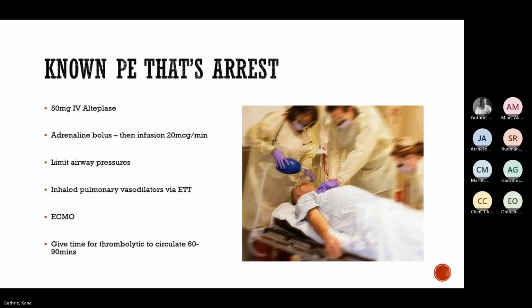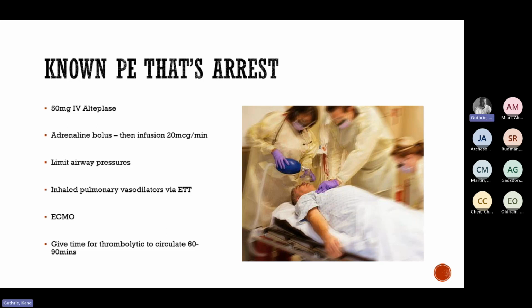Just finishing off, if you've got a patient in the department that you know has got a big PE that goes into cardiac arrest, this is an approach that some of the experts recommend. You give them a 50 milligram IV alteplase bolus if they haven't already been thrombolyzed. You give them an adrenaline bolus, then you're better off running them on an infusion of adrenaline so that they get continuous hemodynamic support.